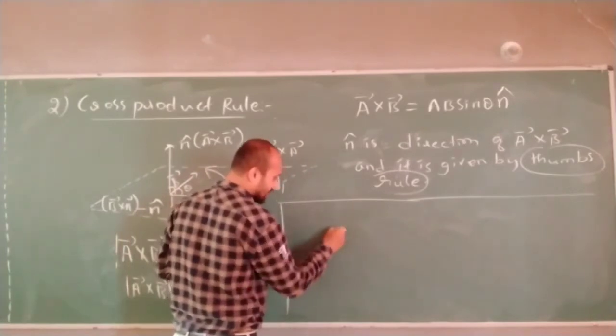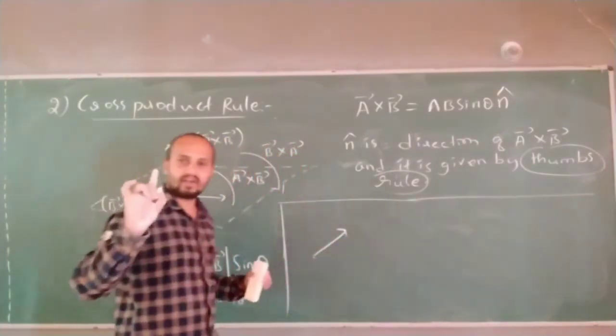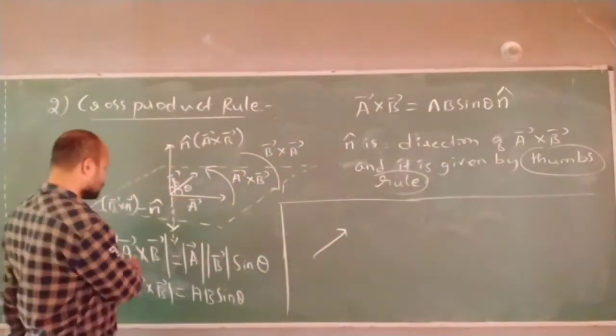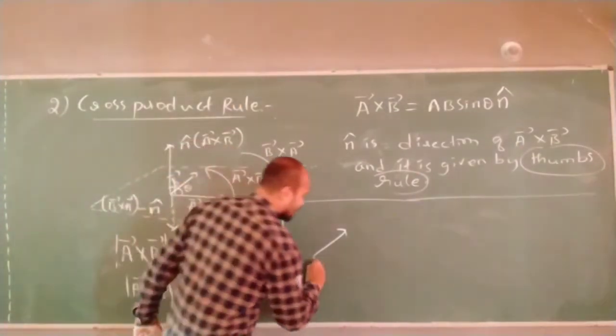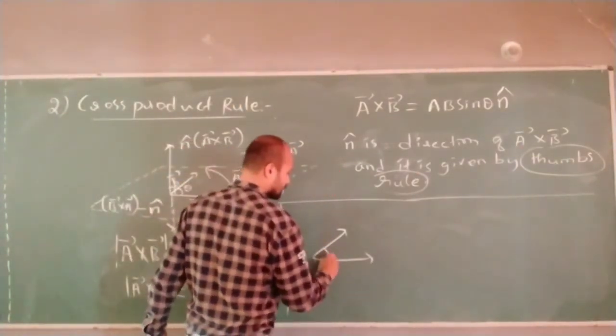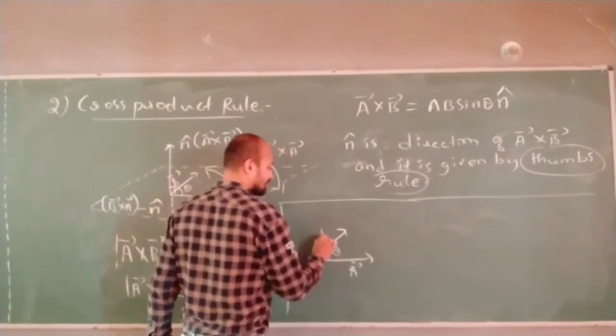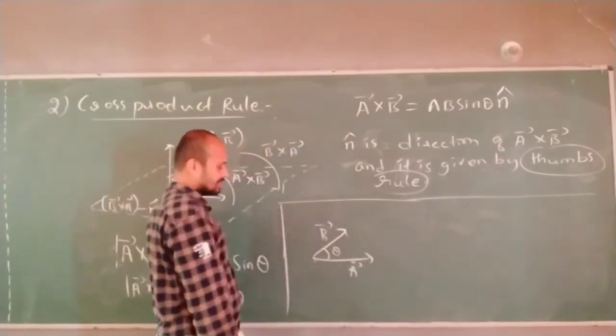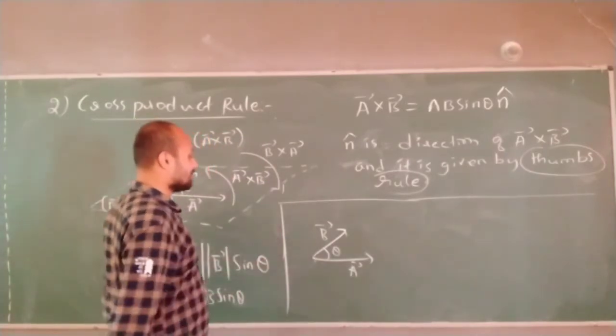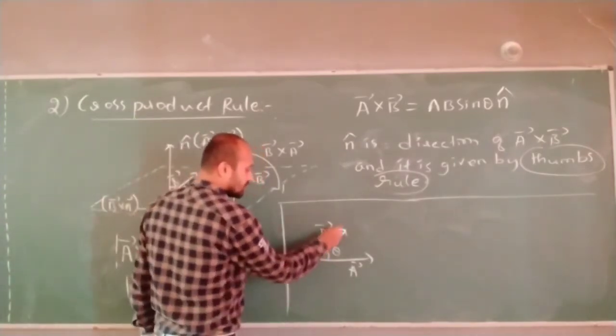Let us take two vectors. Let us worry only about the magnitude. Let us take this is vector A. This is vector B. Correct? AB sin theta means, see here.